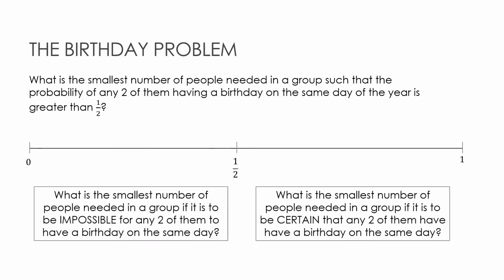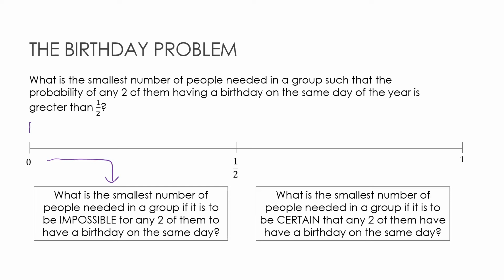Let's use that same logic now on the actual birthday problem. So let's look at a probability of 0. That is, what is the smallest number of people needed in a group if it's to be impossible for any 2 of them to have a birthday on the same day? So again, we're not saying not likely, we're saying impossible. And for impossible, it would have to be 1. Because if there were 2 people, even though it's not likely they would have the same birthday, it's definitely possible.